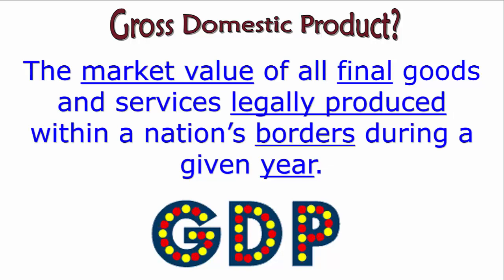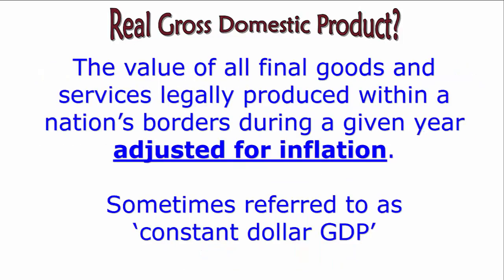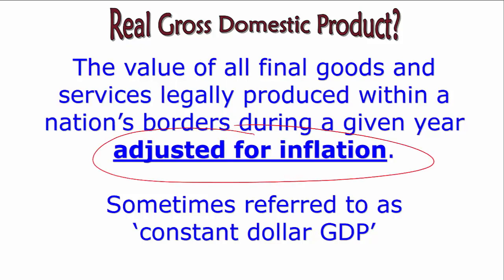Now, it's the market value of all final goods, so that means that we're going to add everything together. Okay? Now, next time we're going to be talking about real gross domestic product. And it's the exact same thing except we adjust it for inflation because, as you know, prices go up every year. And so if you really want to compare one year to another, you have to adjust for inflation. Now, another term for this is constant dollar GDP, meaning we're using the same value of a dollar over time.